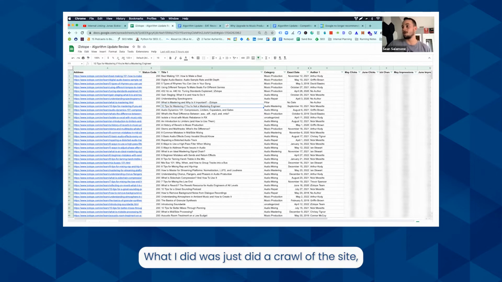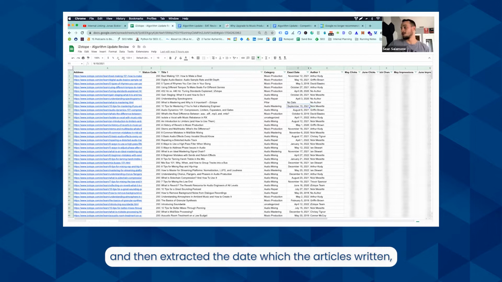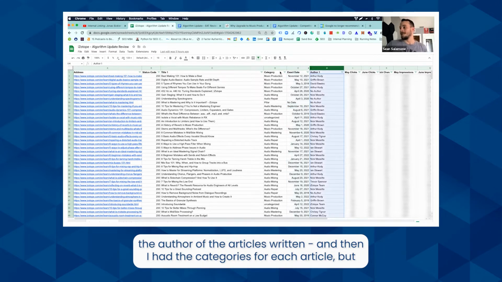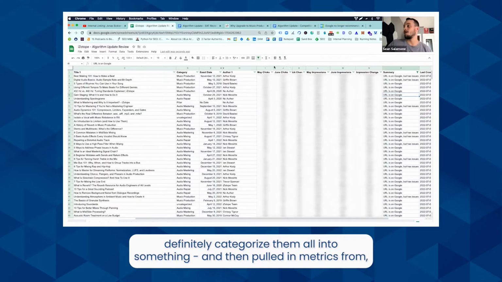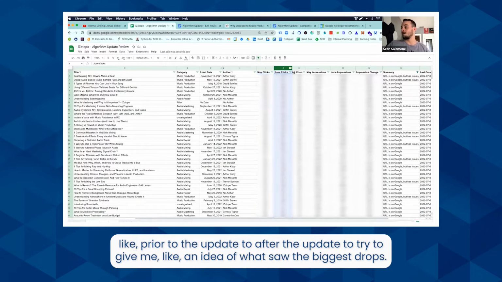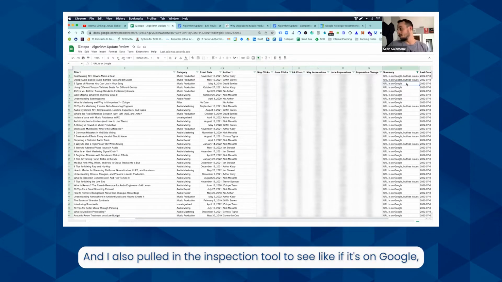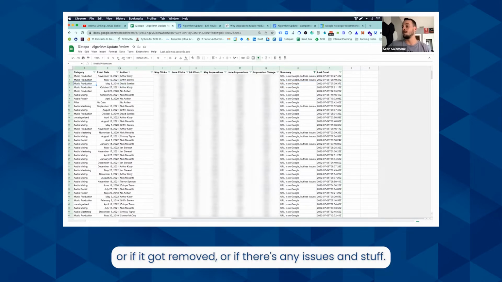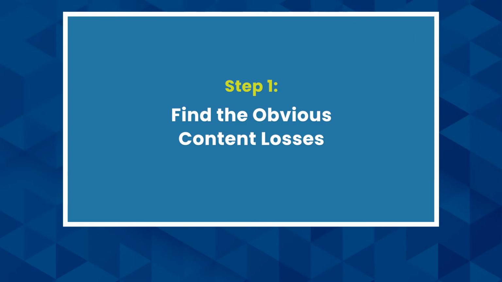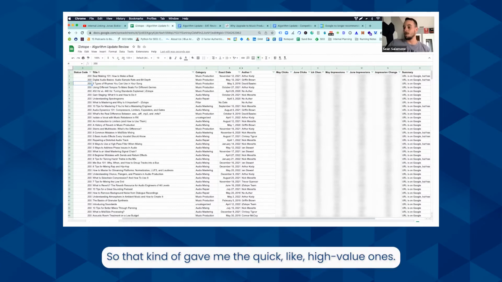What I did was a crawl of the site and then extracted the date the article was written and the author of the article. And then I had the categories for each article, categorized them all into something, and then pulled in metrics from prior to the update to after the update to give me an idea of what saw the biggest drops. I also pulled in the inspection tool to see if it's on Google or if it got removed or if there's any issues.